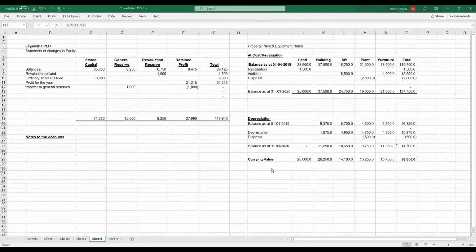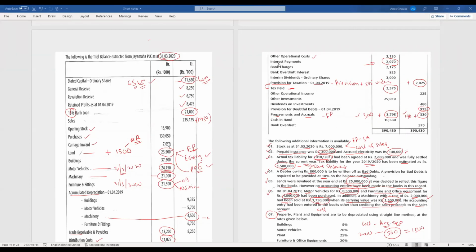From the trial balance, we have taken other operational cost, interest payments considered, bank charges, bank overdraft interest also considered. Interim dividend has to be adjusted in the equity statement. Provision for taxation adjusted, tax payment adjusted, other operational income adjusted, other investment should be taken in the financial position, dividend income is considered, provision for doubtful debts adjusted, prepayments adjusted, cash in hand and bank overdraft has to be adjusted in the financial position.